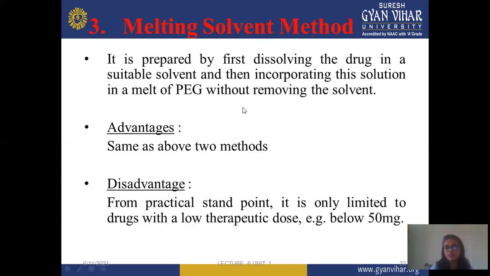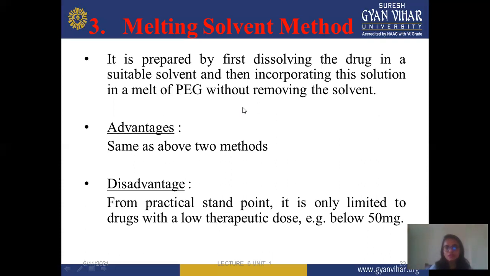Next method is the melting solvent method. In this method, it is prepared by dissolving the drug in a suitable solvent and then incorporating this solution into a melt of PEG without removing the solvent. In the previous method you remove the solvent, but in this melting solvent method, it is opposite. You just take your drug and dissolve it in a particular solvent, and after dissolving, you add it to the melt of PEG, and you do not remove the solvent.